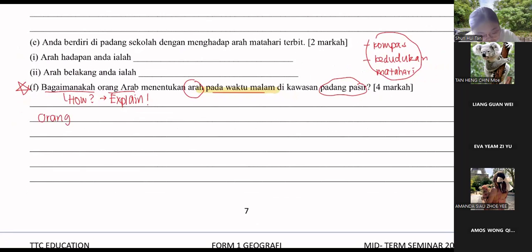Orang Arab menentukan arah pada waktu malam dengan melihat kedudukan. Kedudukan means the position, okay? Bintang.